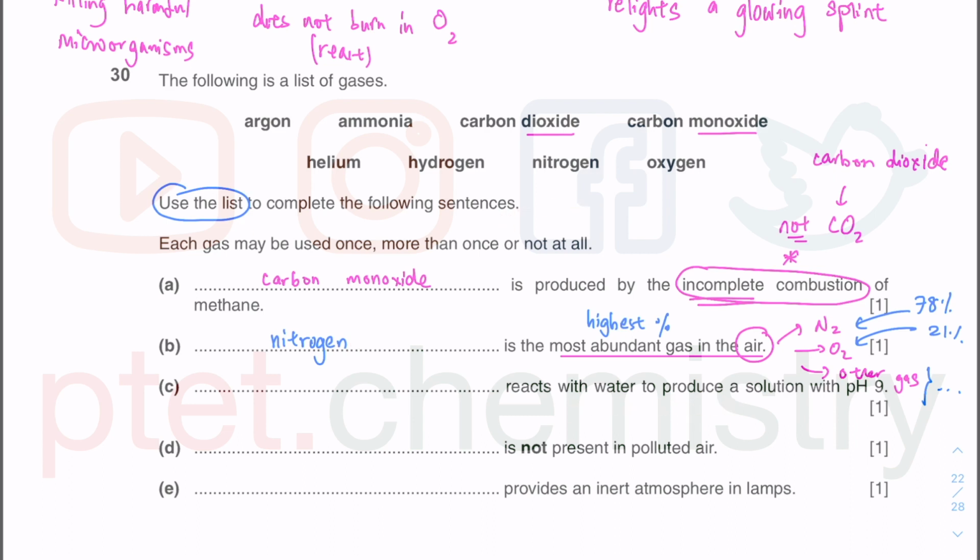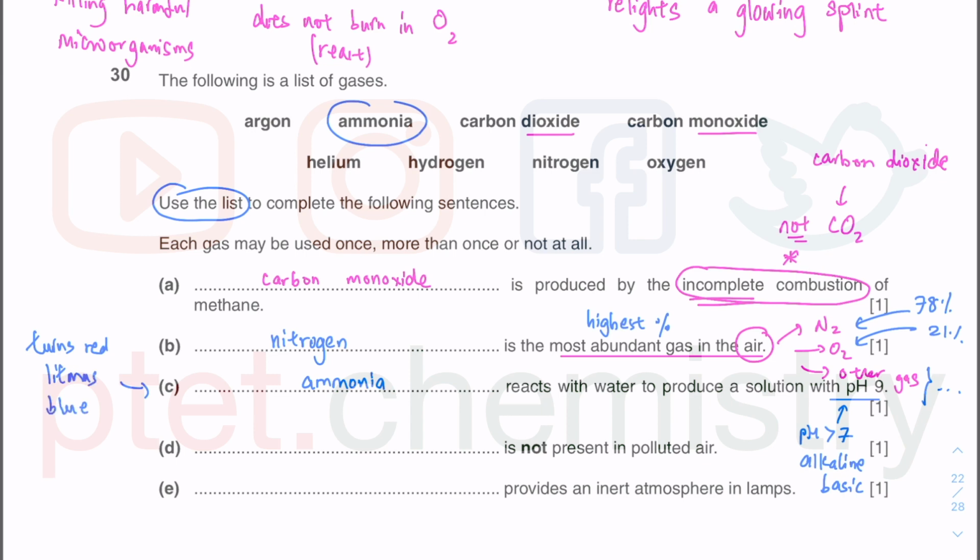Reacts with water to produce a solution of pH 9. pH 9 means pH greater than 7, so this is alkaline, this is basic. So we're looking at something which is alkaline or basic. Very obvious, we're looking at ammonia, because ammonia can turn red litmus paper blue because it's alkaline. Turning red litmus blue is a test for ammonia.